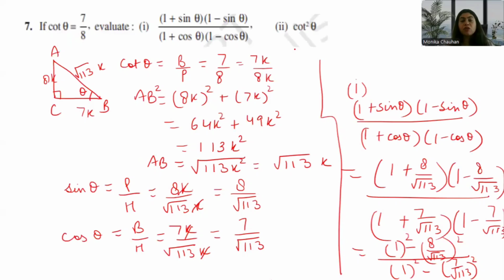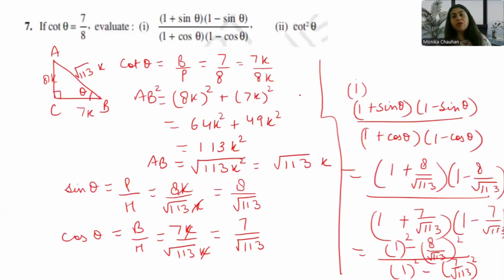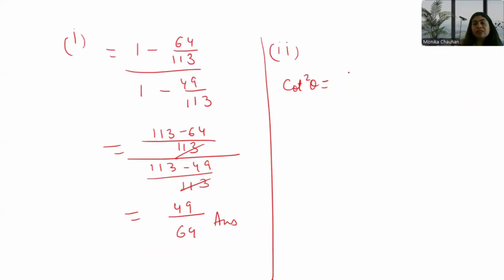So the second part is cot square theta. Now, to calculate cot square theta, understand what cot theta is. Cot theta is the reverse of tan. Perpendicular upon base means base upon perpendicular. So my base over here is 7k. So here it is 7k upon 8k, because it's a square.